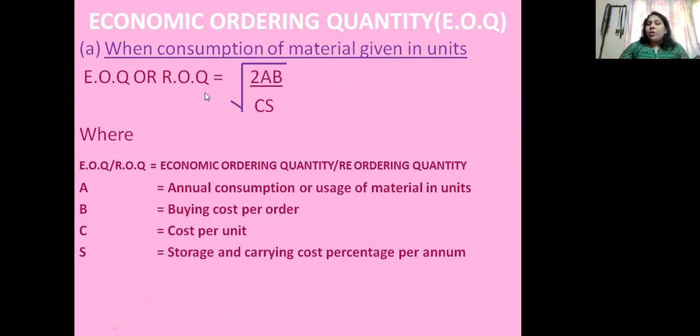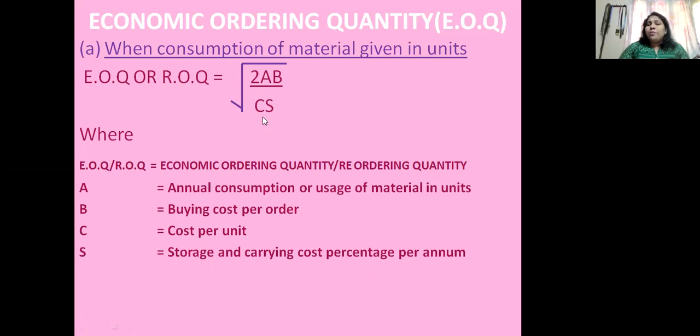EOQ, or otherwise called ROQ, that is reordering quantity, equals root of 2AB divided by CS, where A stands for annual consumption or usage of material in units. If it is given in units only, you can apply this formula. Then B stands for buying cost per order. C stands for cost per unit. S stands for storage and carrying cost percentage per annum.